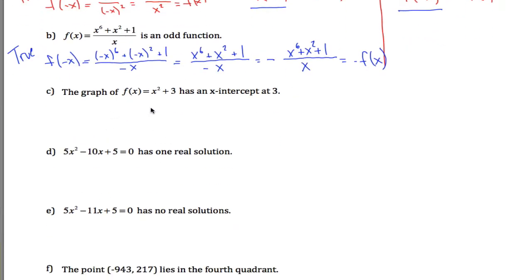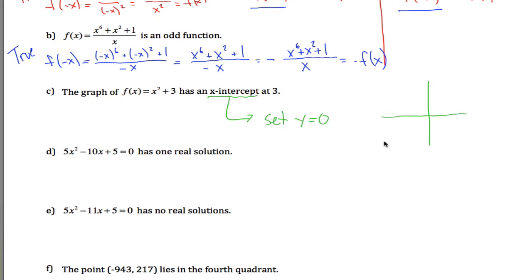Okay, the graph of f of x equals x squared plus 3 has an x-intercept at 3. What I was going for in this problem is, maybe I'll switch colors so they don't run together too much. Anytime you're asked to figure out the x-intercept, what you do is you set y equal to 0. You can either just memorize that or understand that.